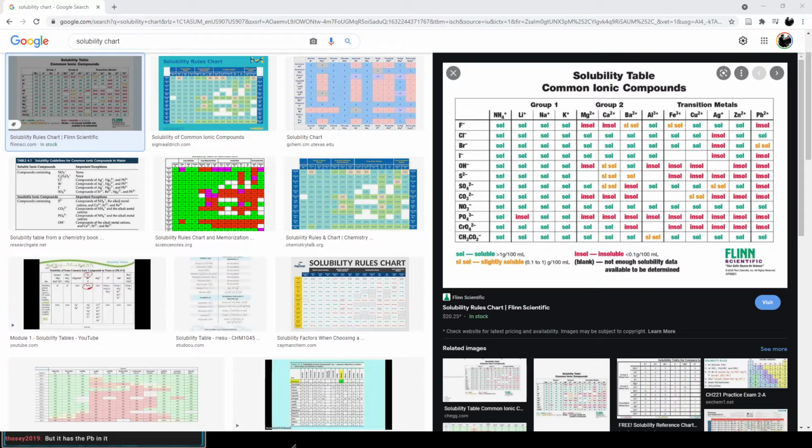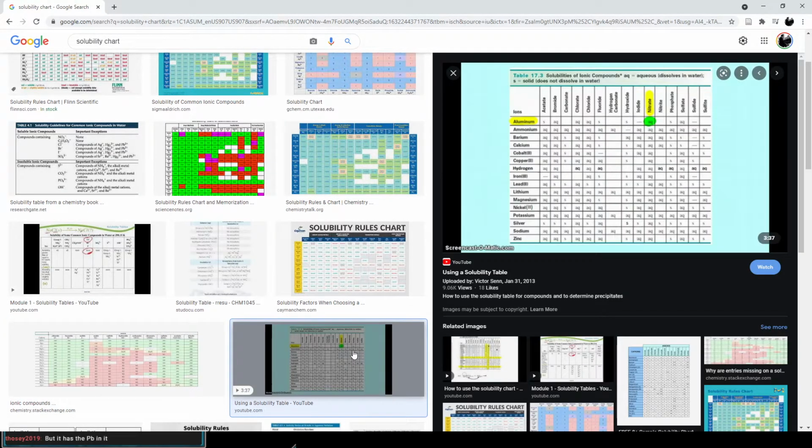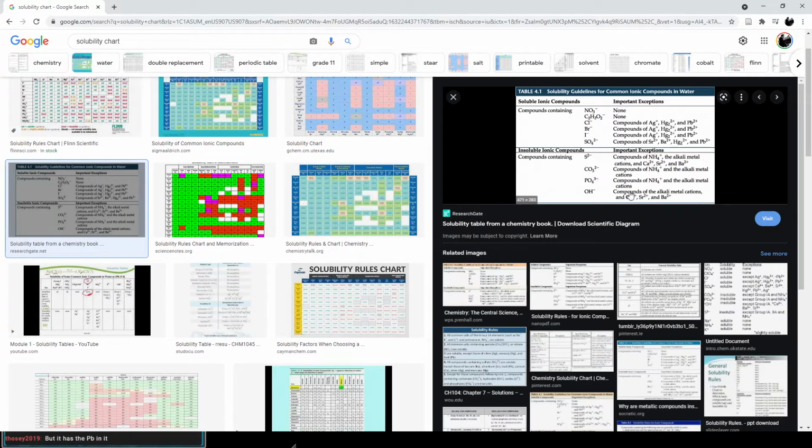So you can use a chart like this if you really want, but it may not cover everything. Like there's no mercury on this chart, but there may be on a different chart. Like let's look at this one. What does this one have? Chromates and let's see, what else do we have? Nitrate, hydroxide. We don't have mercury on this one either, but we have nickel, go figure. So there's all these sorts of charts. You could have all these sorts of rules as well.